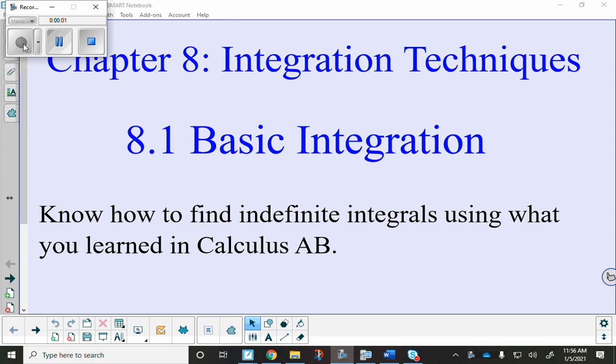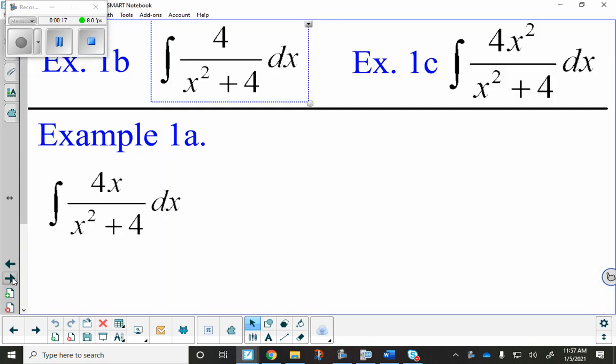Let's talk about some basic integration techniques, reviewing what we've done so far in this calculus class. Nothing is hard, but sometimes things look like they're the same, and they're not. So let's look at the first couple of examples. I have three integrals that look basically the same, but they're not. Let's look at the first one.